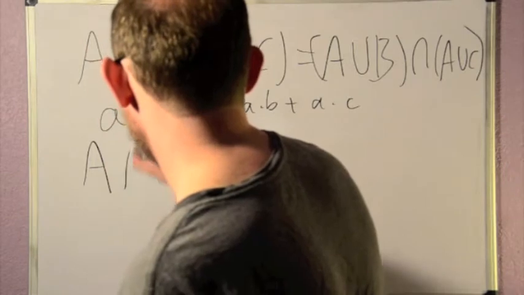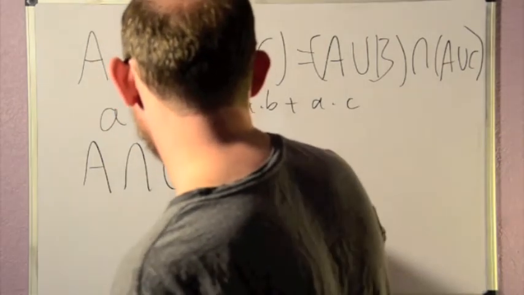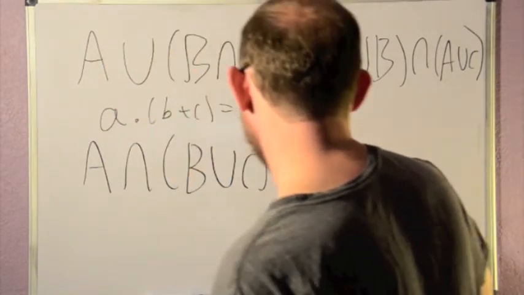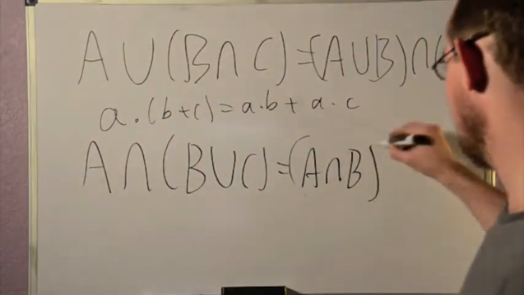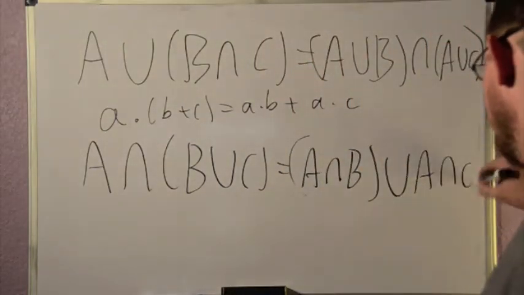And we also have the other distributive law, which is A intersection B union C equals A intersection B union A intersection C.